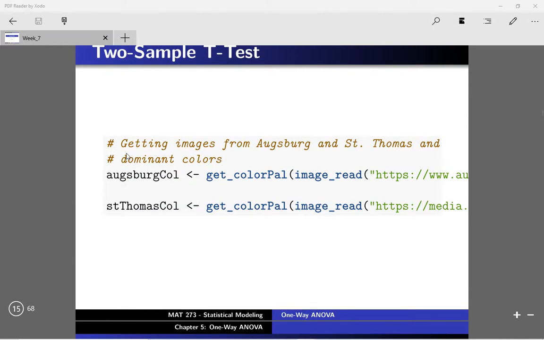So these are posted in the slides so you can see if you want. Here I'm grabbing the, it's cut off, but this just closes with 2 parentheses because the URL is pretty long. This is reading an image from online from Augsburg's website. This is reading an image online, that's a logo for the University of St. Thomas. And then I'm extracting the colors from these images actually.